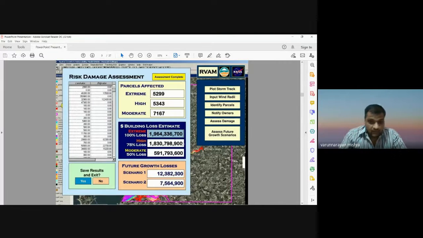Now we can work on the evacuation plan on the basis of the areas which are affected at extreme, high and moderate levels. We can work on the evacuation plan for evacuating the people living in that area, so that although the property will be lost, we can save human lives in the case of the storm.